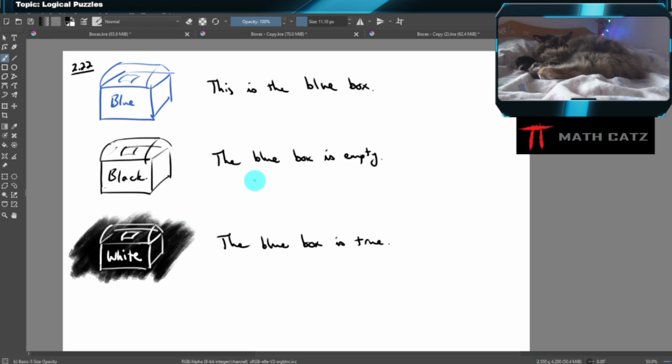I could go on an assumption of, let's suppose the blue box has gems versus not. Then I can follow the black box and see what it says. That's a little bit more complicated. So blue is definitely easier so far. And then white says the blue box is true. Okay, that is a simple statement. I would need to start with the blue box first, though, before I can say anything here.